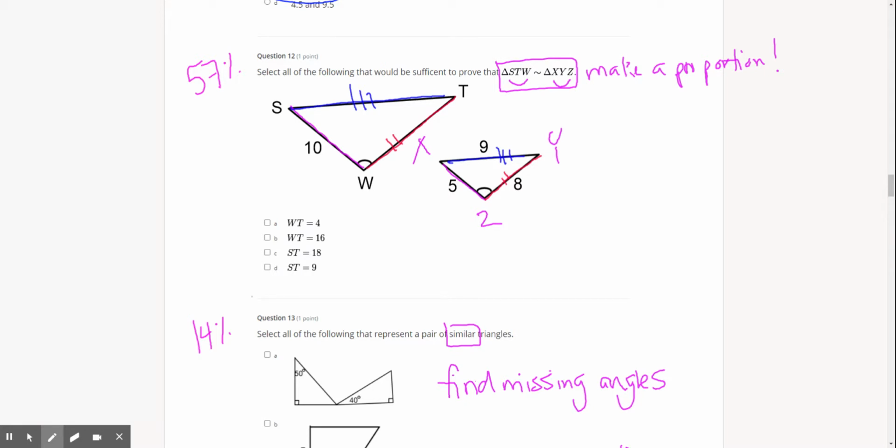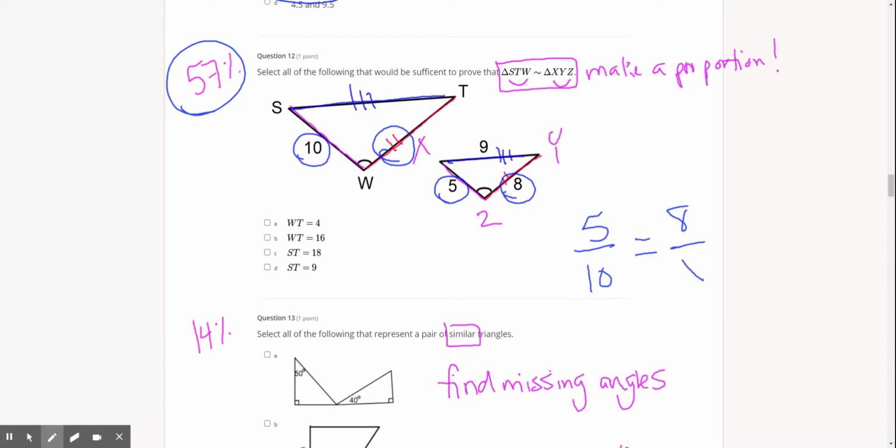This one is a little tougher. You really had to use the key to figure out which ones worked, and there was no X, Y, and Z marked. So I think this is a crazy question. I'm super impressed that almost 60% of you got it right. So I kind of matched up the 10 and the 5. So 5 over 10. And then 8 over X. 8 over X.